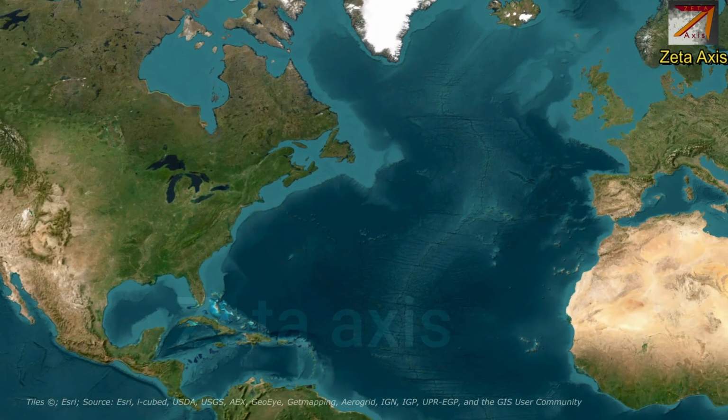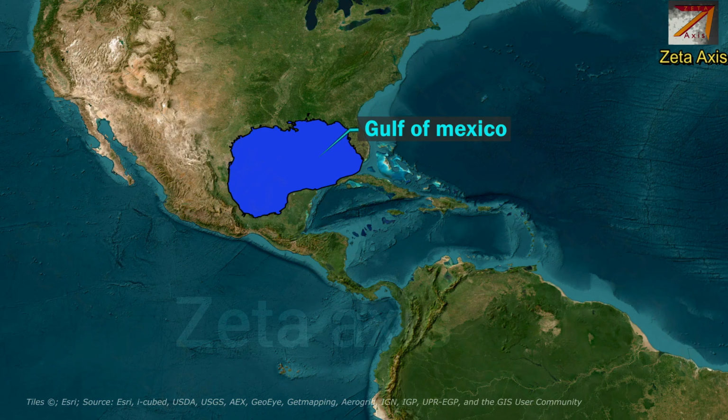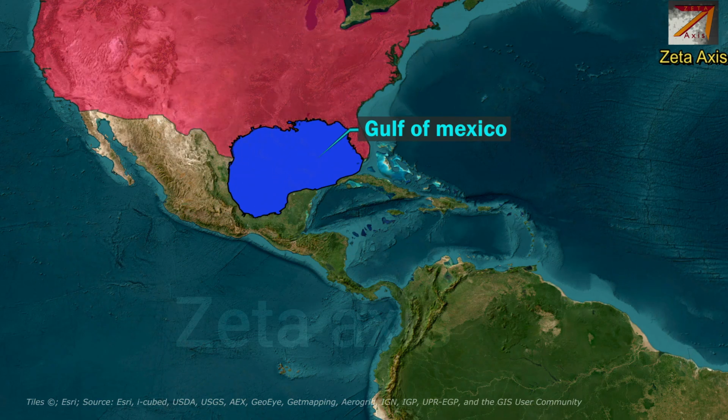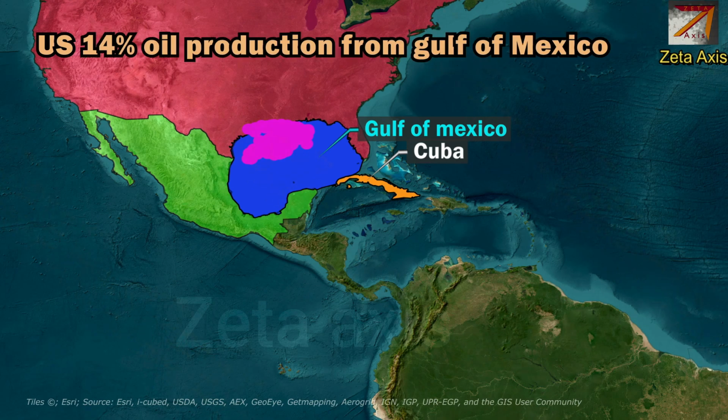Now let's move on to the Gulf of Mexico. The Gulf of Mexico is mostly surrounded by North American continent. It is bounded on the northeast and north and northwest by Gulf Coast of United States, on the southwest and south by Mexico, and on the southeast by Cuba. The Gulf of Mexico is one of the most important offshore petroleum production regions in the world, making up to 14% of the United States' total oil production.